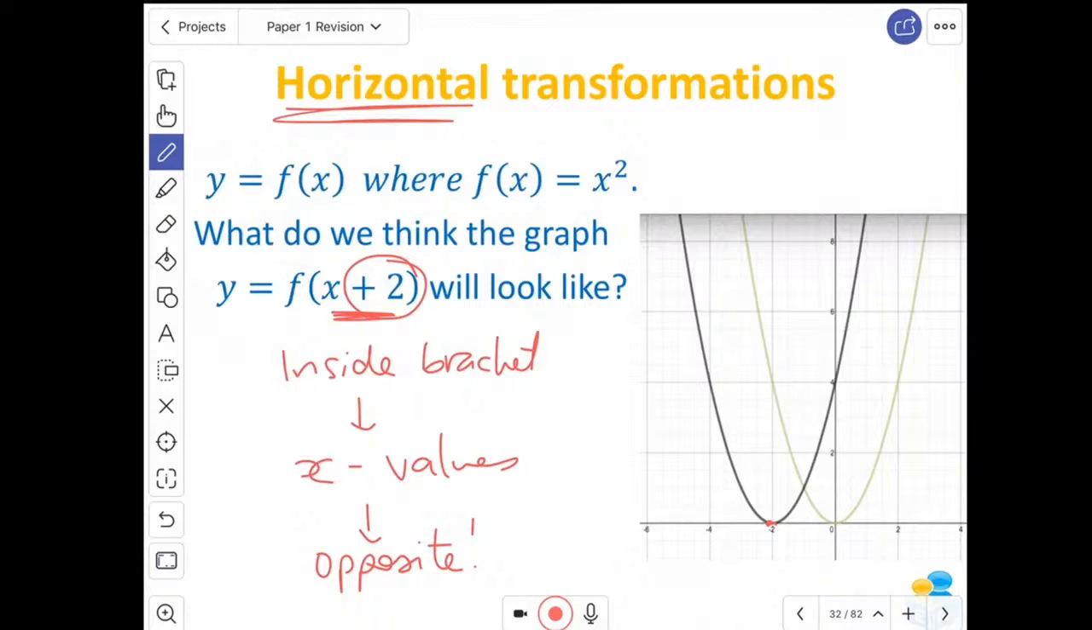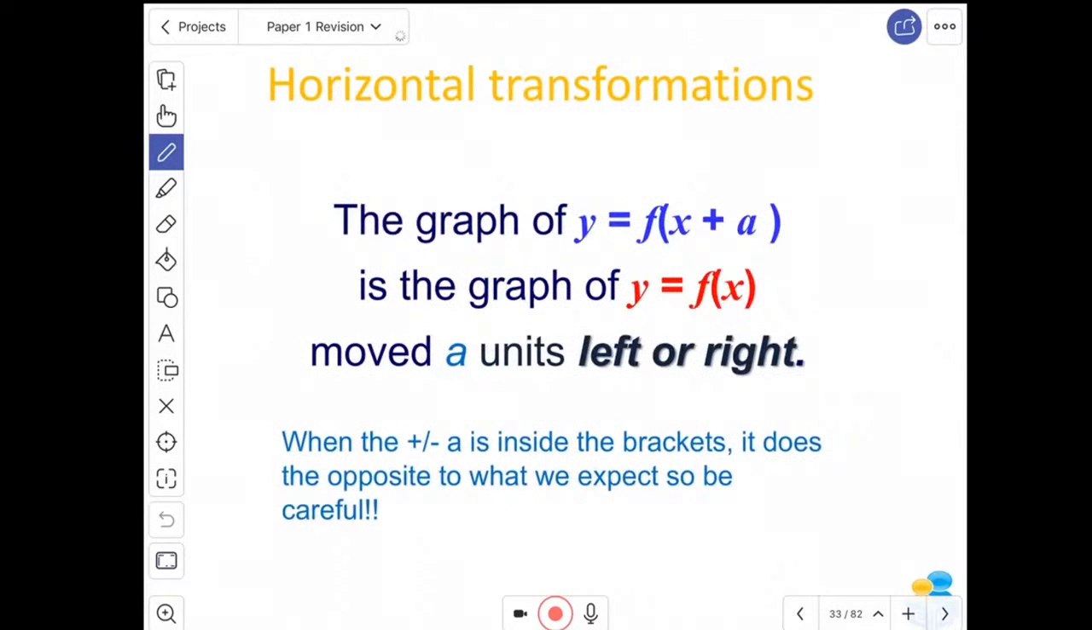So again, to recap what we've learned so far, if it's outside the bracket, it changes the y values and it goes up and down as you would expect. And if it's inside the bracket, it changes the x values and it does the opposite. So if you think it's going to be plus, it actually goes minus, and vice versa. And there's just a little summary of that there.